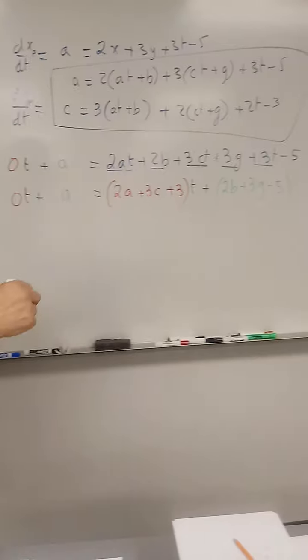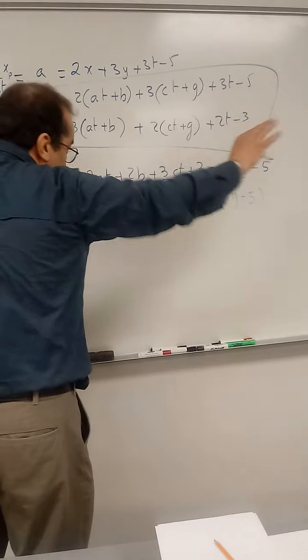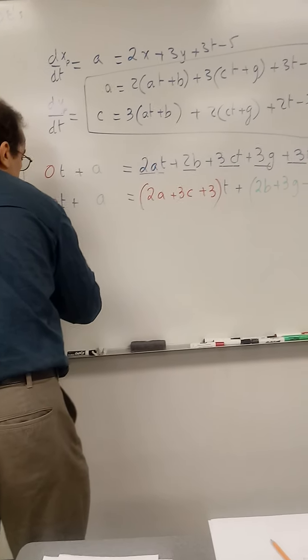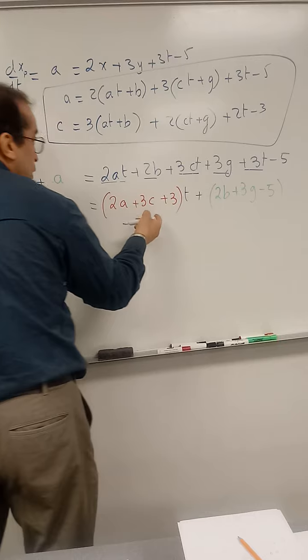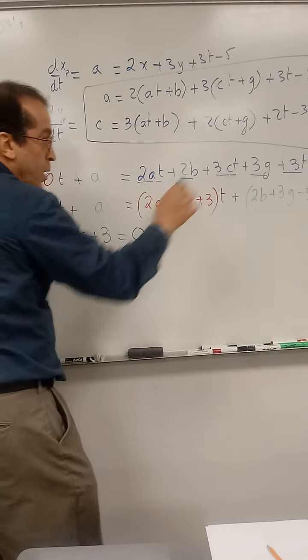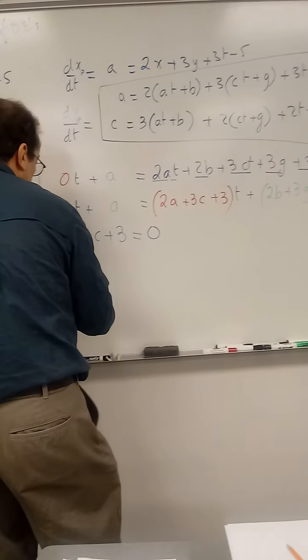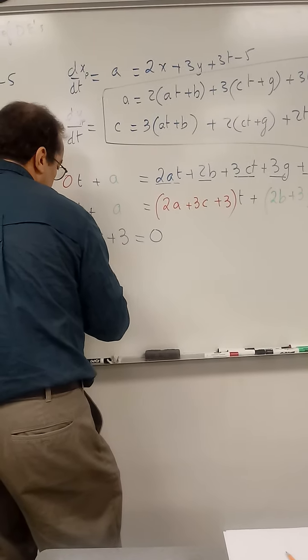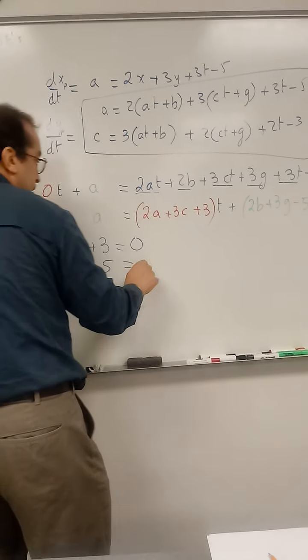So the next thing we're going to do is identify the coefficient of t on the right side, which is 2a plus 3c plus 3. And that should equal the coefficient of t on the left side, which is 0. The constant coefficient is 2b plus 3g minus 5. The constant coefficient on the left side is a.